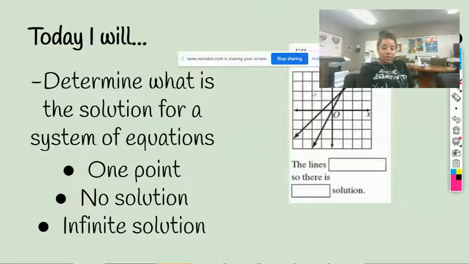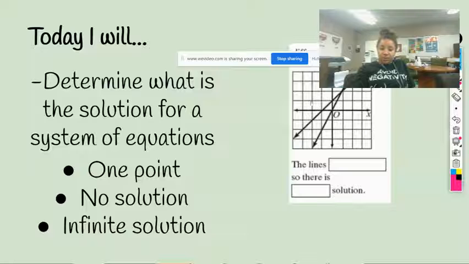So today I will determine what is the solution for a system of equations. There's one point, that's when the lines cross each other. There's no solution, that's when the lines don't even connect with each other, that's like parallel lines. And then there's infinite solutions where the lines are going on top of each other, and there's more than one time you can have a solution.